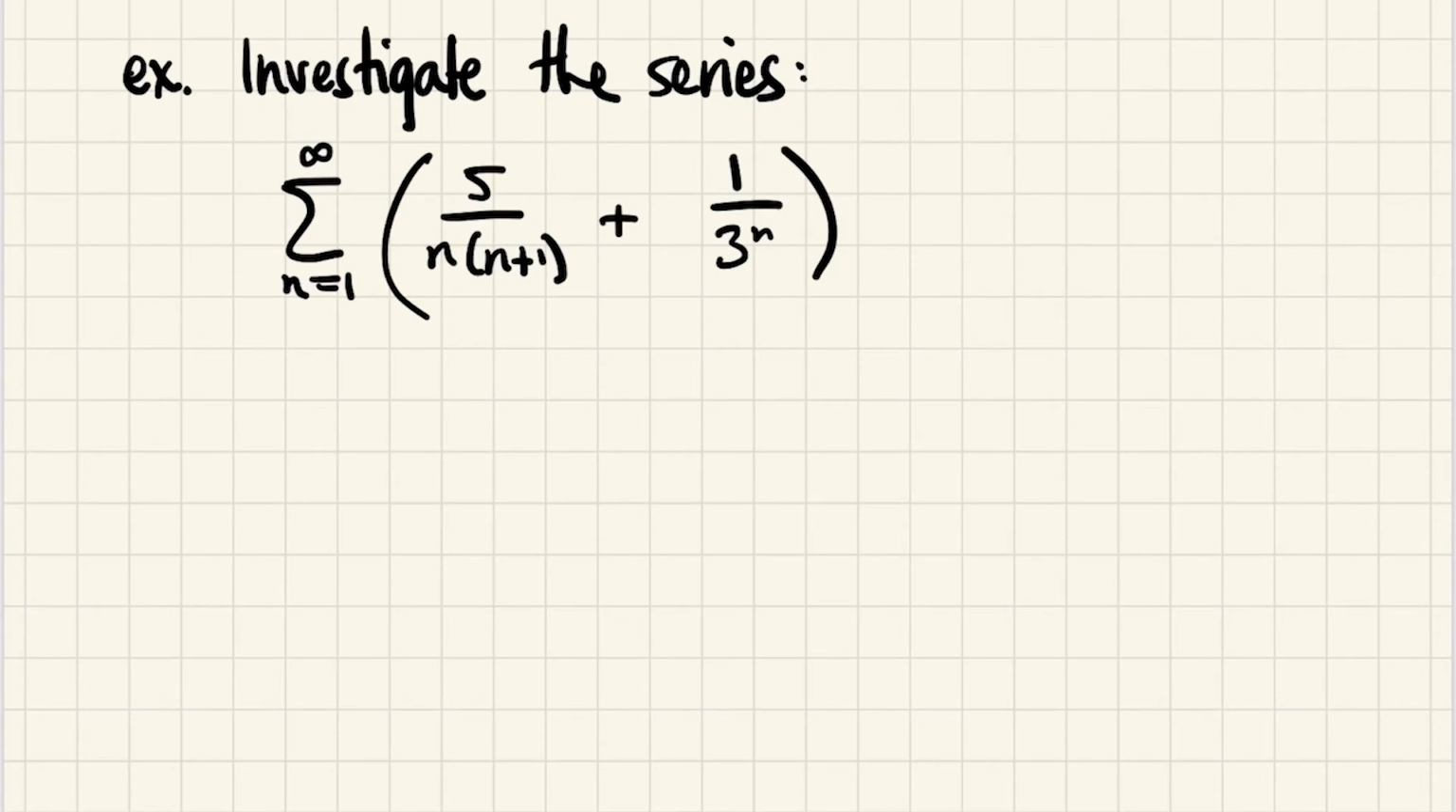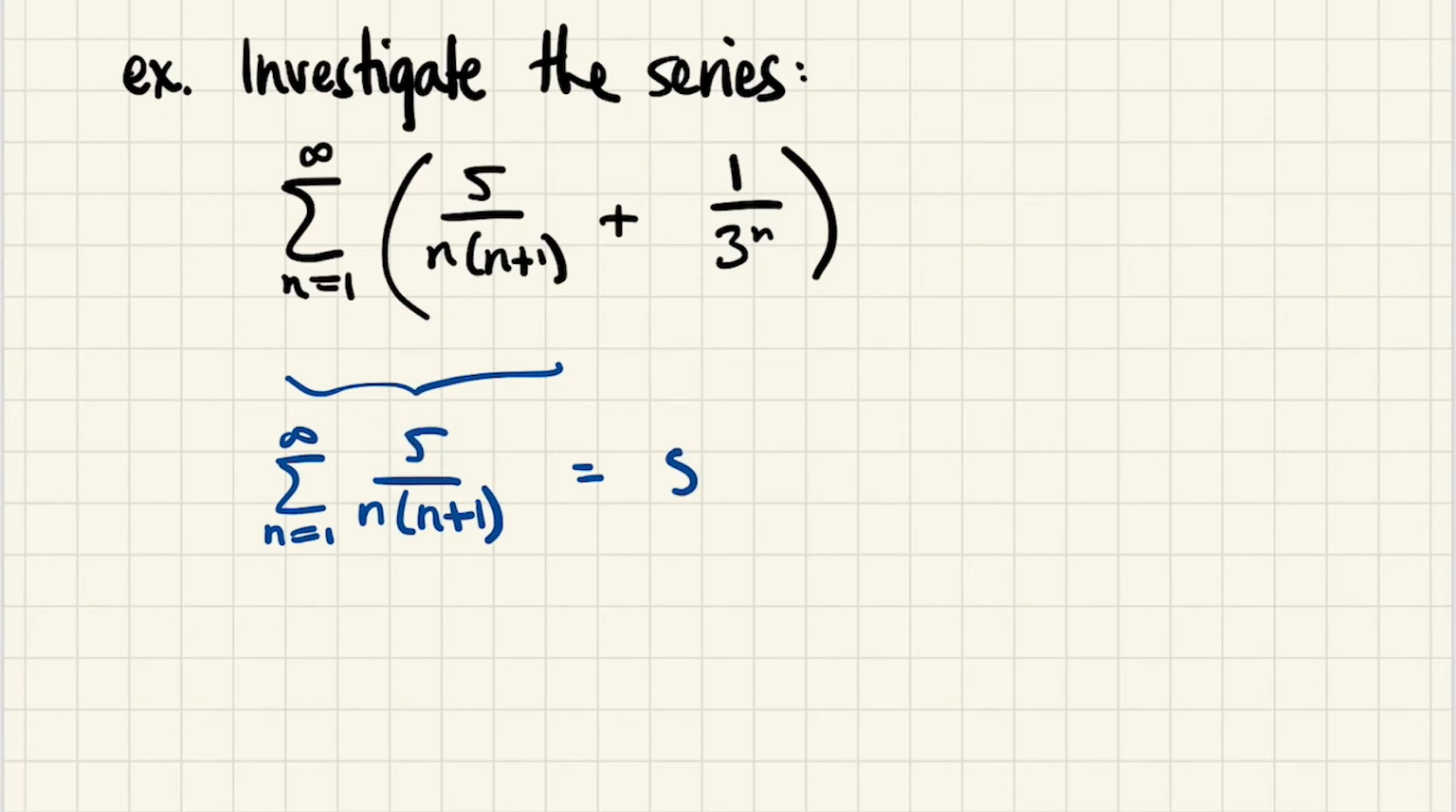Okay, so here we have a series that's clearly in 2 parts. So what we're going to do is investigate both parts of this. So let's first talk about this series here. N equals 1 to infinity of 5 over n plus 1. Well, just like you can with an integral, you can extract a constant from a series. So this is really like 5 times the series n equal 1 to infinity of 1 over n plus 1.